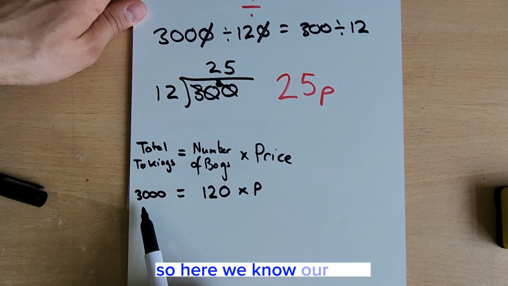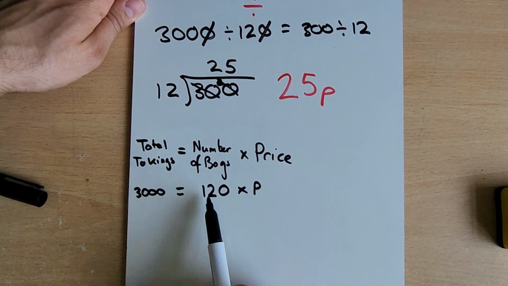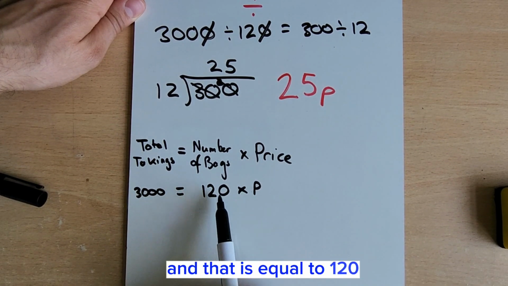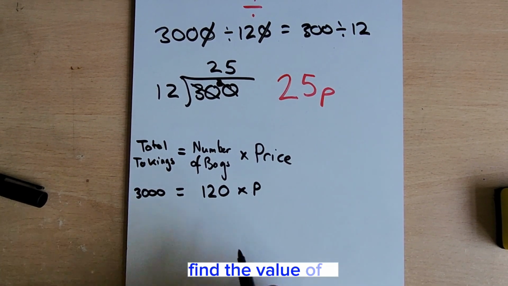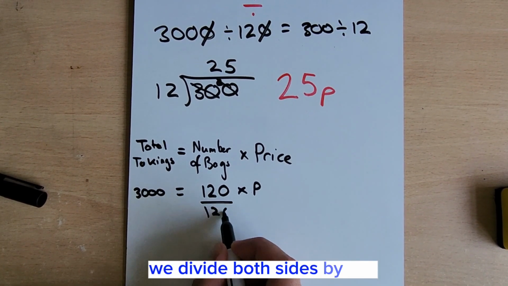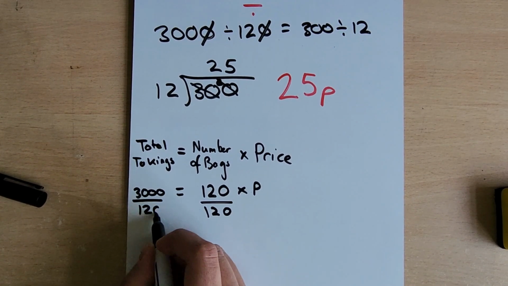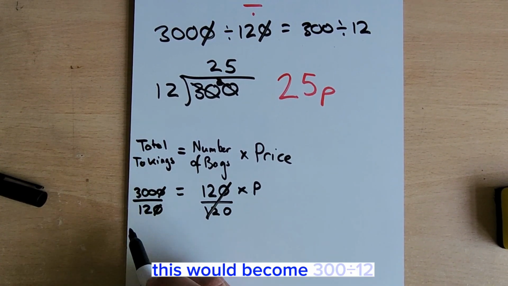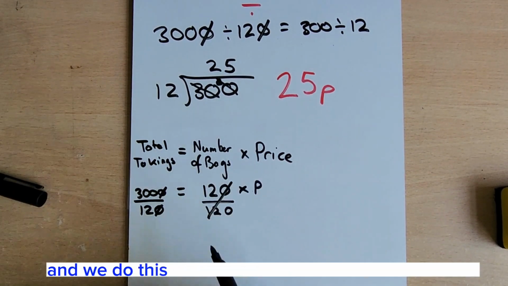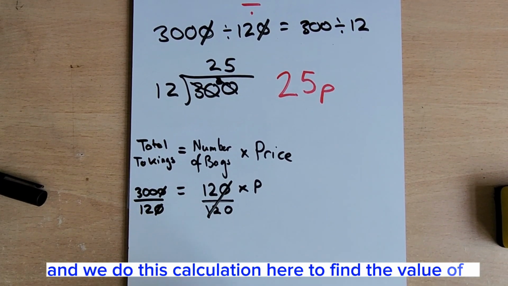So here we know our total takings is 3,000, and that is equal to 120 times the price of each bag. To find the value of P, we divide both sides by 120. This would obviously become 1. This would become 300 divided by 12. And we'd do this calculation here to find the value of P.